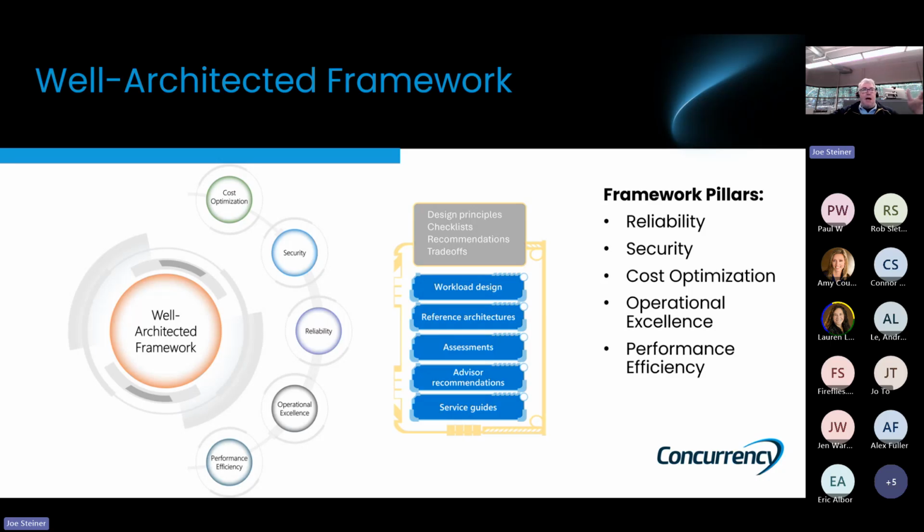There's a lot of guides online. This is again something where Concurrency can help guide you through this, and it's important to be following this. If you're using any Microsoft funding, they will frequently evaluate if you're following these principles before they fund any workloads or any work inside of there.